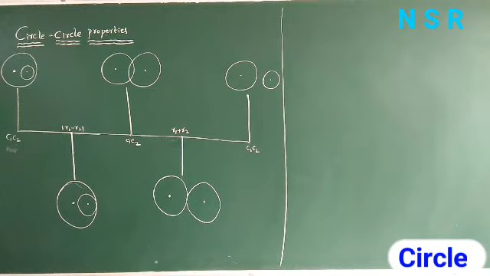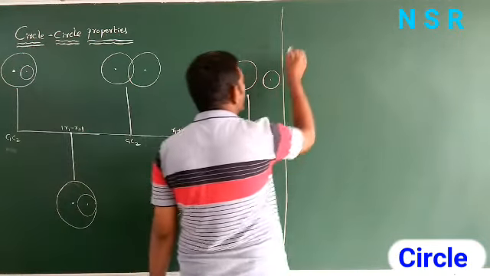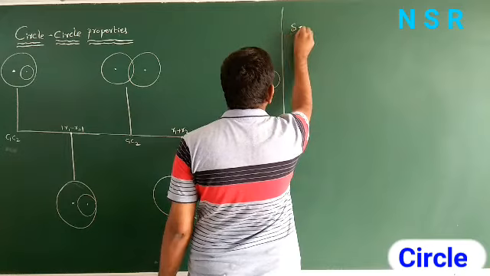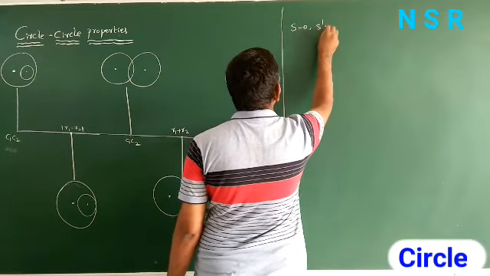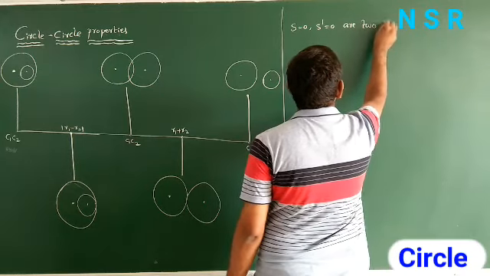So next, circle properties. We have three properties of circles. These properties are very important. We are using them for 7 marks. So S equal to 0 and S dash equal to 0 are two circles.